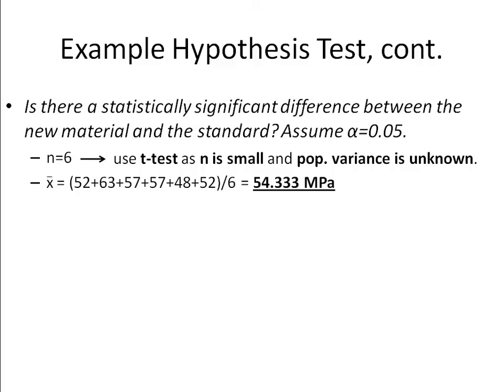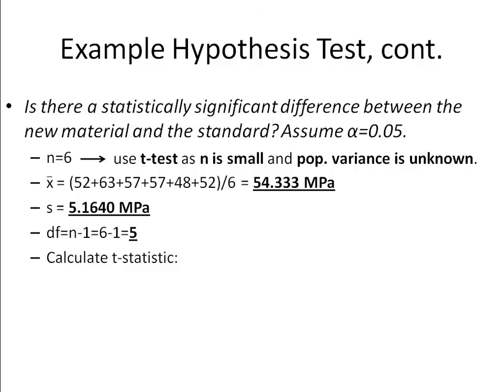So first let's calculate the mean observed elastic modulus, so we can calculate our t-statistic, and that's pretty straightforward, just like you've seen in arithmetic classes for calculating the mean. Our sample standard deviation, which I'll leave you to calculate, is 5.1640 megapascals, and our degrees of freedom is just the sample size minus 1, so 6 minus 1, or 5.